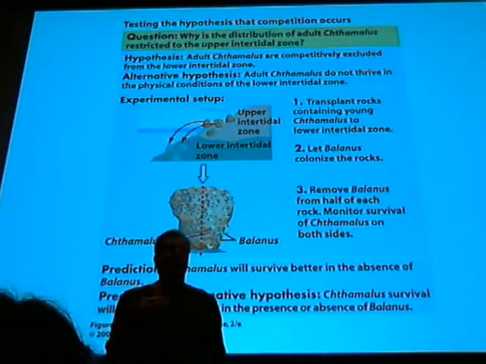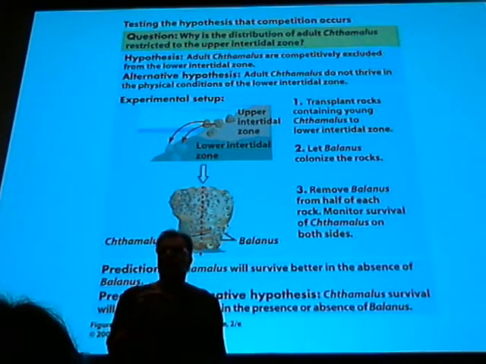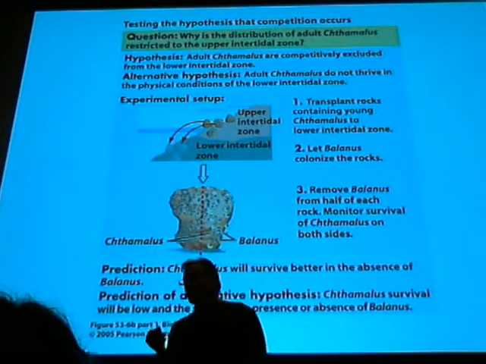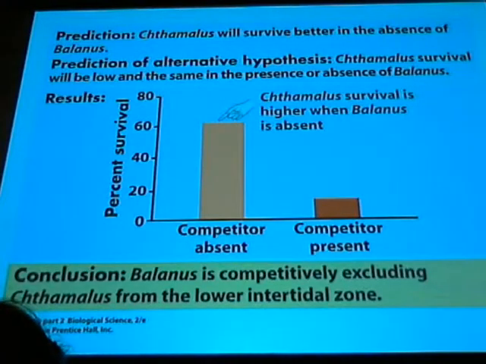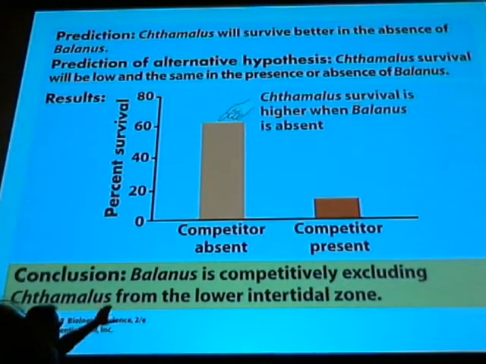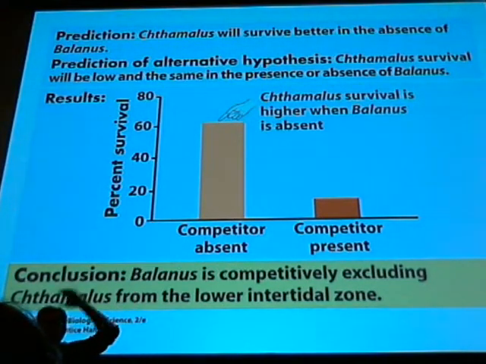If you remove the competitor, you shouldn't have any effect on that interaction. But if you allow the competitor to establish, you should see the effect of that competition. I'm not the predator, the competitor. And what did he find? He found that if you remove the competitor, the little barnacles survive just fine down there. No problem, right?